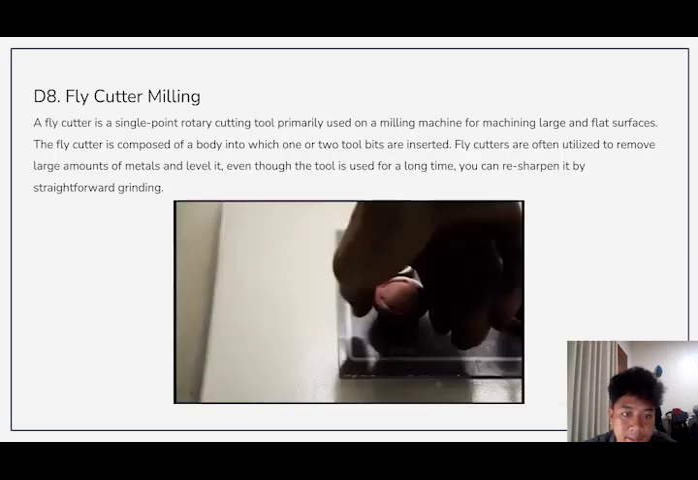Next one is fly cutter milling. Fly cutter is a single point rotary cutting tool primarily used on a milling machine for machining large and flat surfaces. The fly cutter is composed of a body into which 1 or 2 tool bits are inserted. Fly cutters are often utilized to remove large amounts of metal and level it. Even though the tool is used for a long time, you can resharpen it by straightforward grinding.